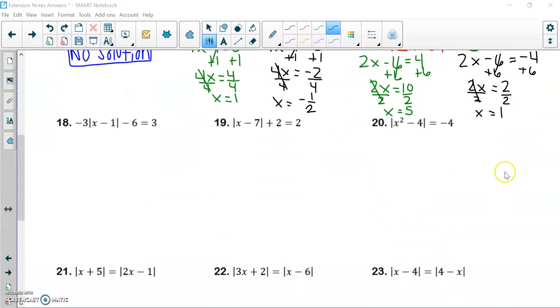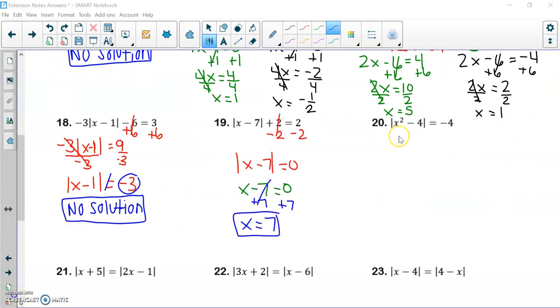I'm going to have you pause the video and do 18 and 19 completely on your own to see if you can do these. Alright, and number 18, since your absolute values are set equal to a negative number, we get no solution. In 19, since your absolute values are set equal to 0, you only get 1 solution, and that solution is 7. Now we're going to move on to a little more challenging ones. So number 20, my absolute values are isolated. Oh, we probably could have done this one. Since my absolute values are set equal to a negative number, we jump straight into the conclusion of no solution.